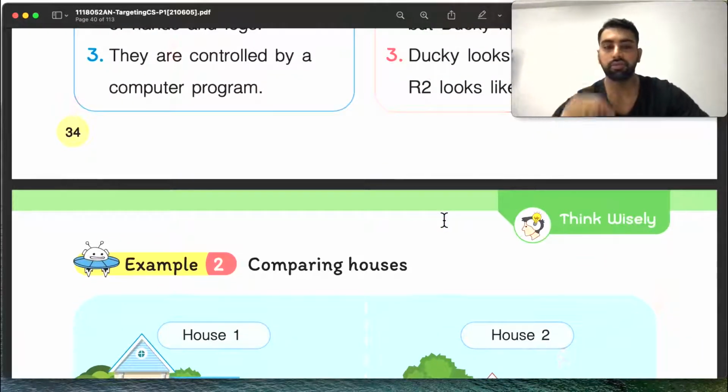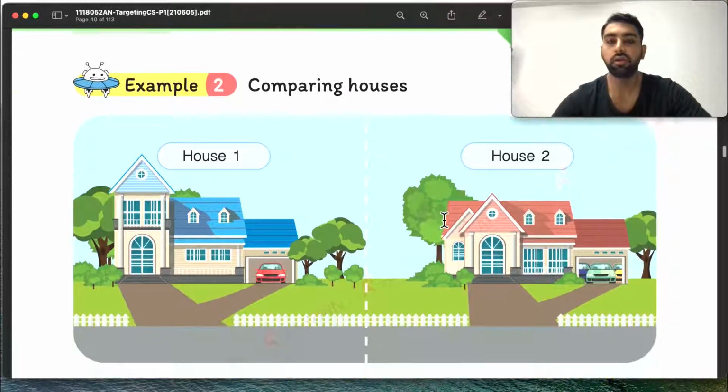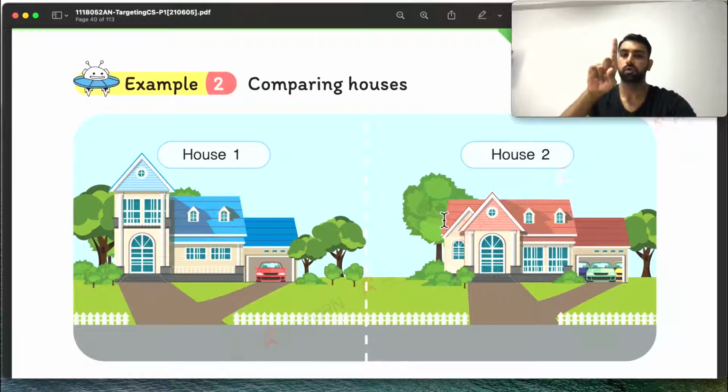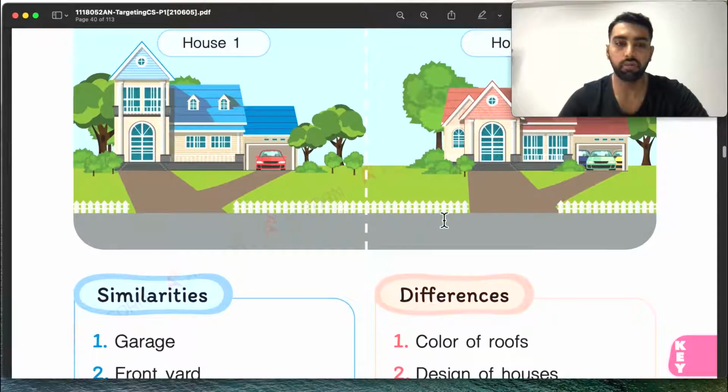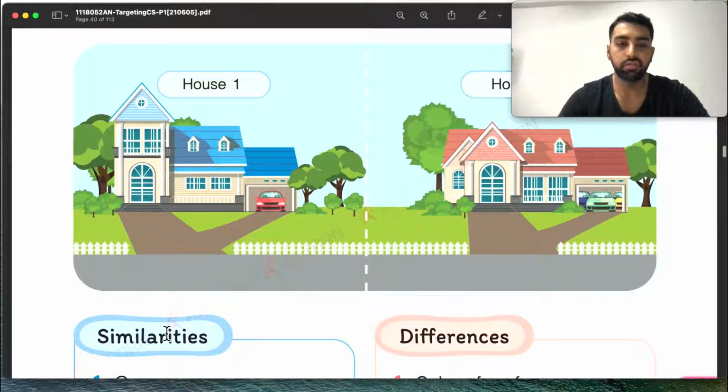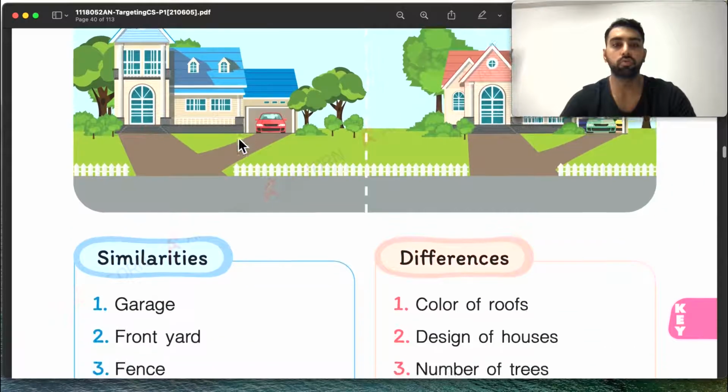Now we have another example for you. There are two houses, house 1 and house 2. All right, home 1 and home 2. You have to see what is the same and what is not the same, the similarities and differences. Okay, house 1 and house 2, what do they have?